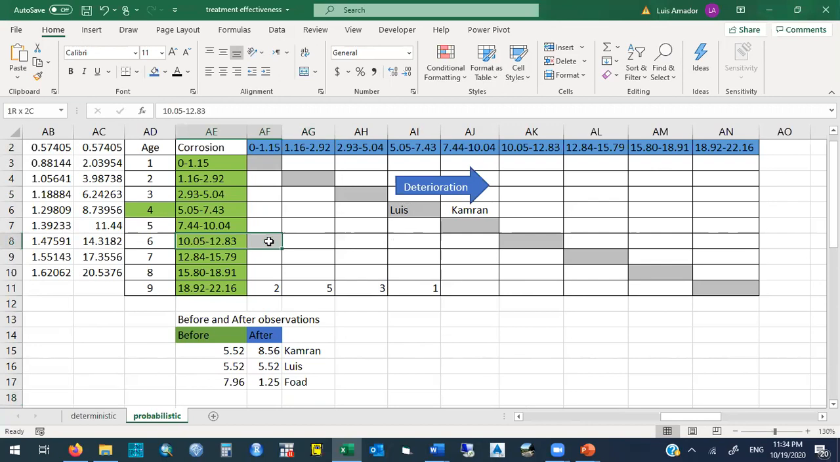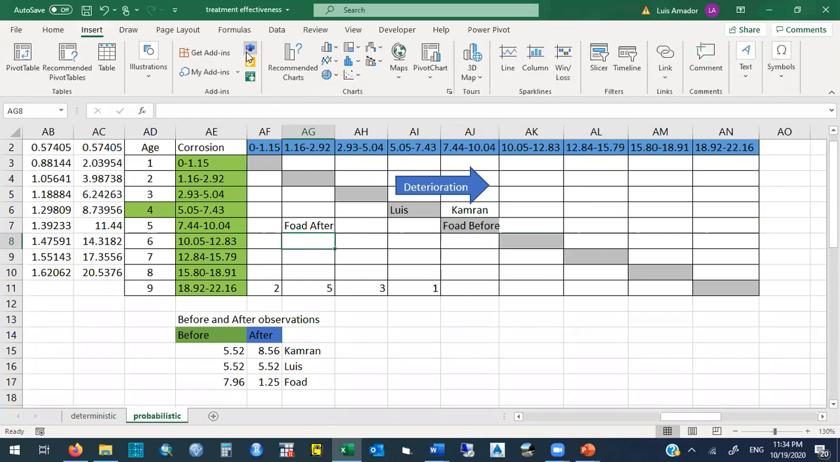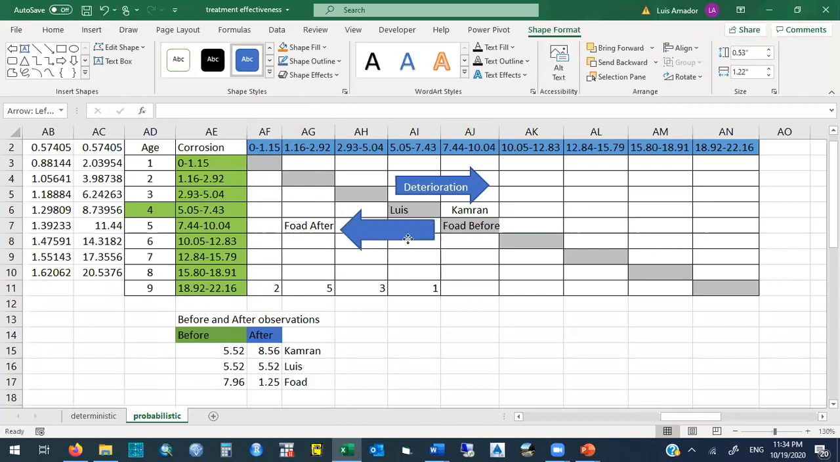So before is at 7.96, so it's here. Where is after? It's at 1.25, so it's here. So Fuad is here. This is Fuad before, and this is Fuad after, if you prefer. So that means that he has moved from there to here. This is capturing an improvement. Do you guys agree with me? Yeah.